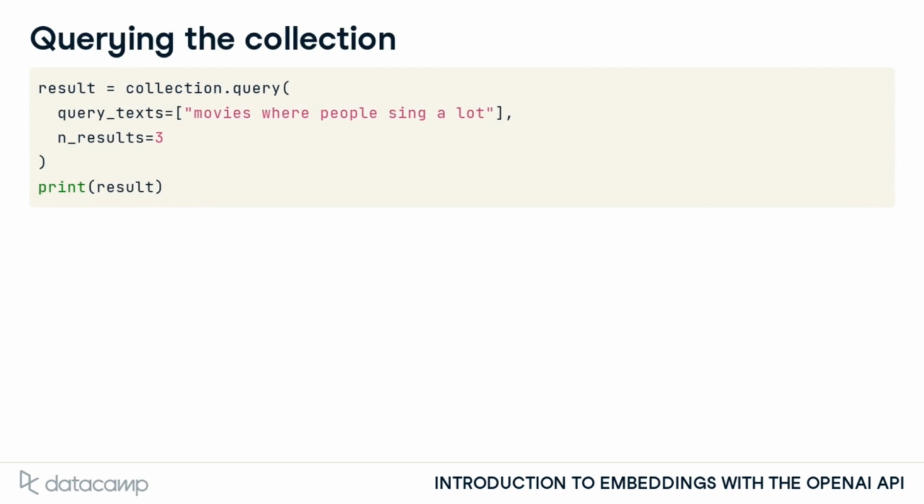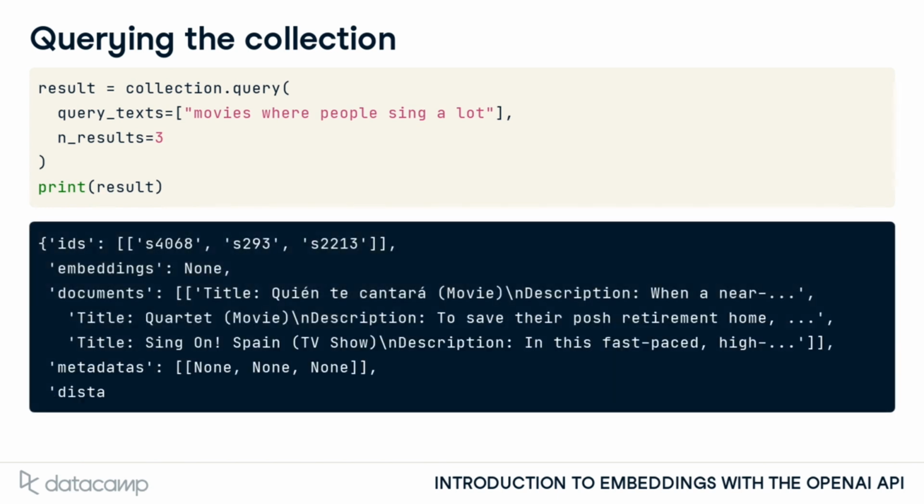To query the collection, we call collection.query, passing our query string to query_texts. Note that this parameter is plural, so even if we have a single query string, we pass a list. To specify how many items to retrieve, we can use the n_results parameter.